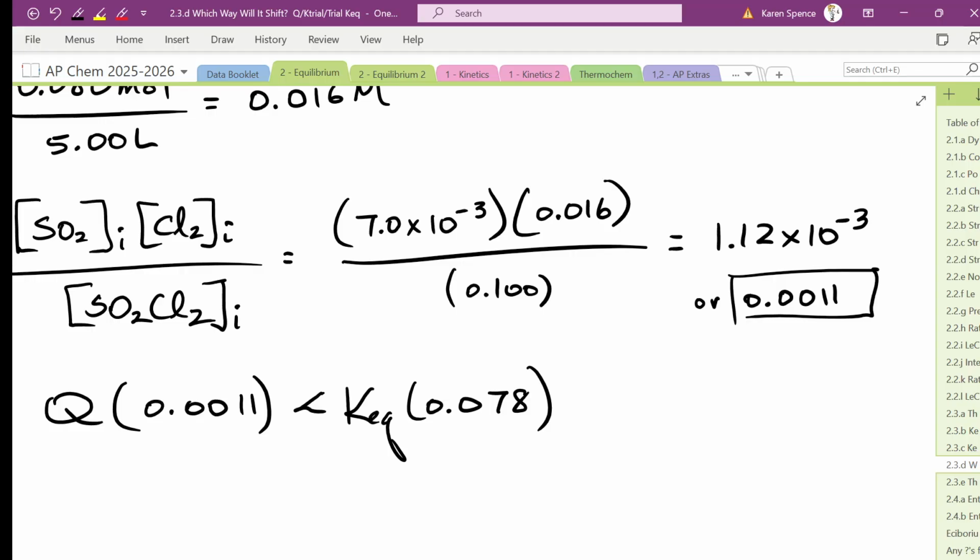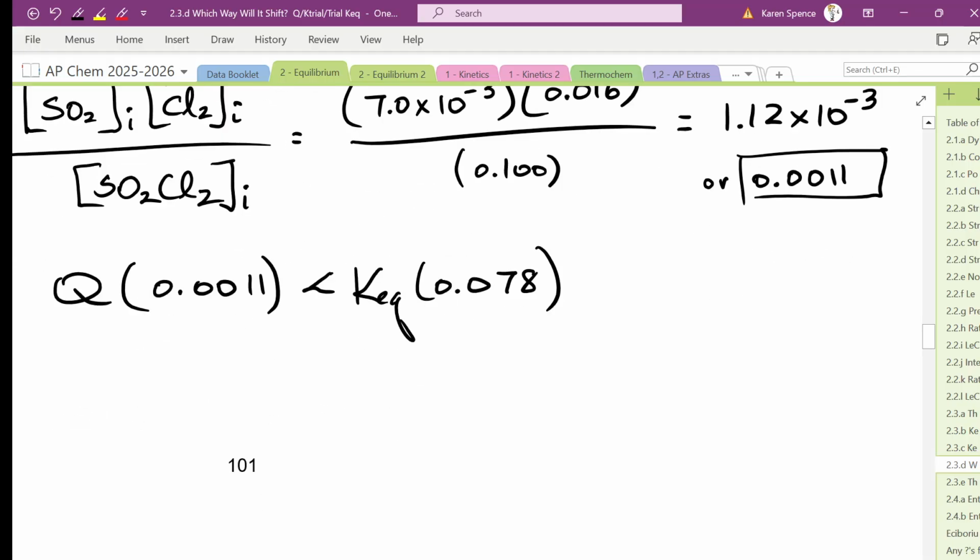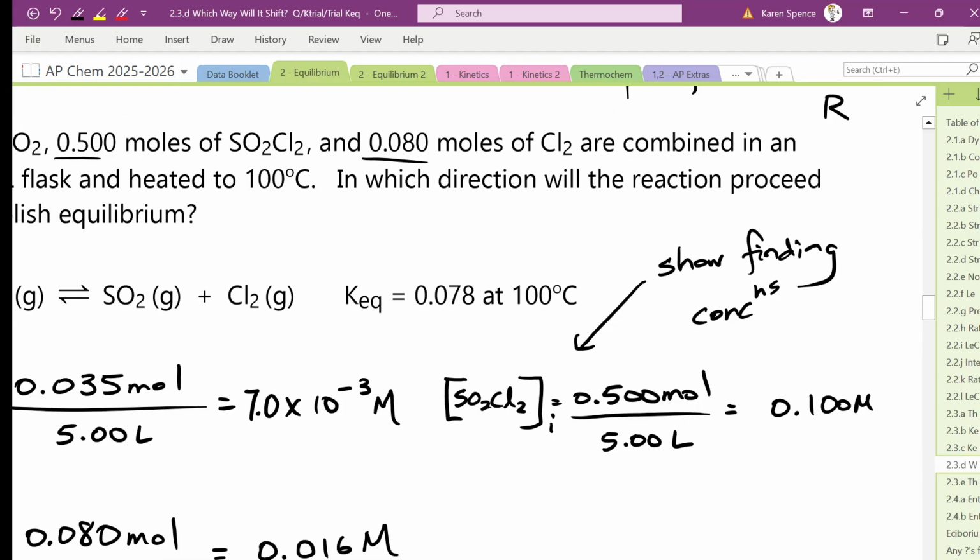Also, by the same way. Huh? Why does it say a temperature? Just so that you know that that's the Keq at 100 degrees, because Keq changes with temperature. Okay?